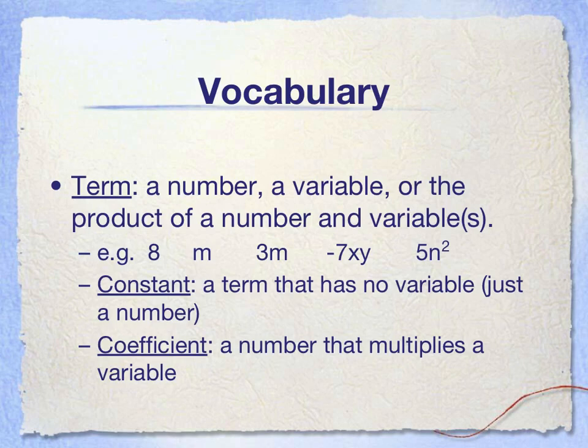So some vocabulary that we have, a term. If you think about what a term is, a term could be a number, a variable, or a number times a variable. And notice here our variable can even have an exponent, and that is still a term. When we say constant, a constant is just a number, like the 8 in adding 8. Whereas a coefficient is the number that is multiplied by the variable. So here, the coefficient of 3m is 3. 3 is the coefficient in that term.